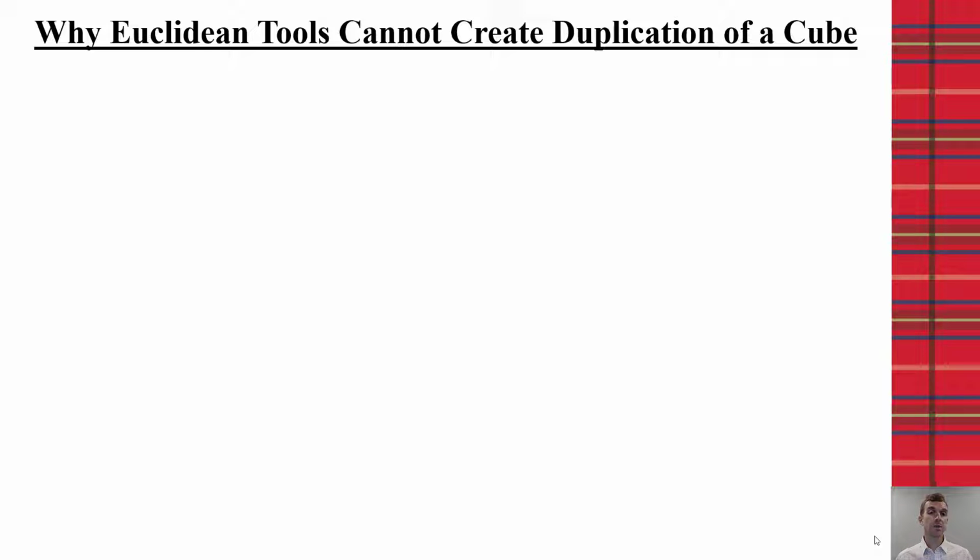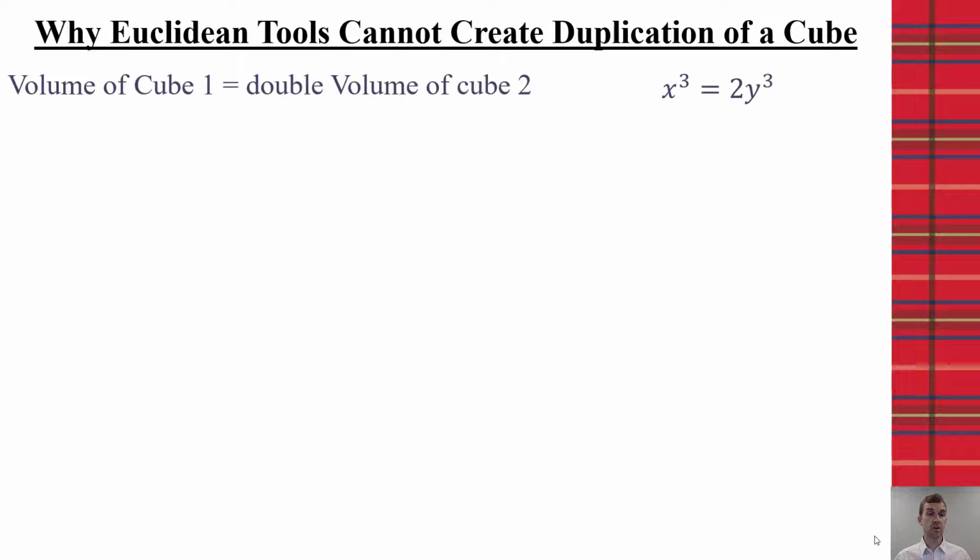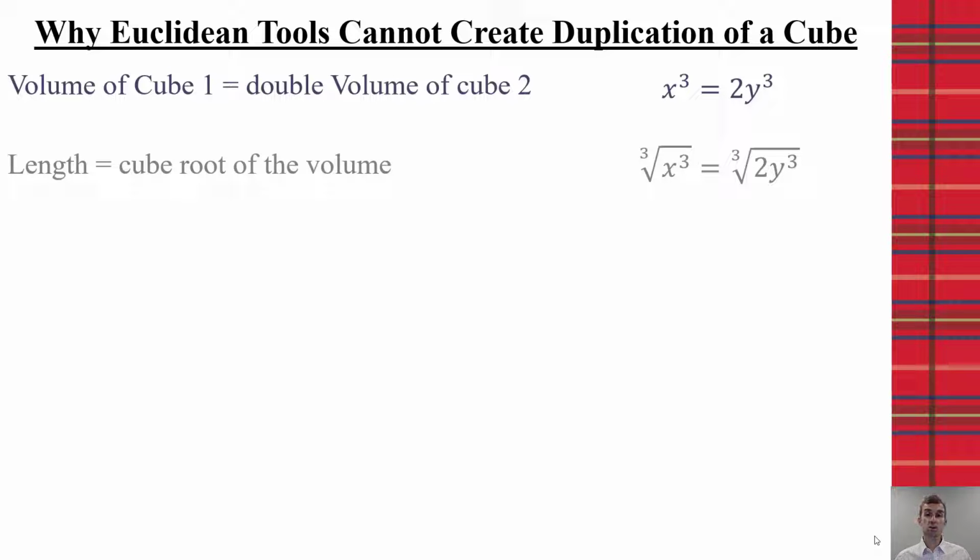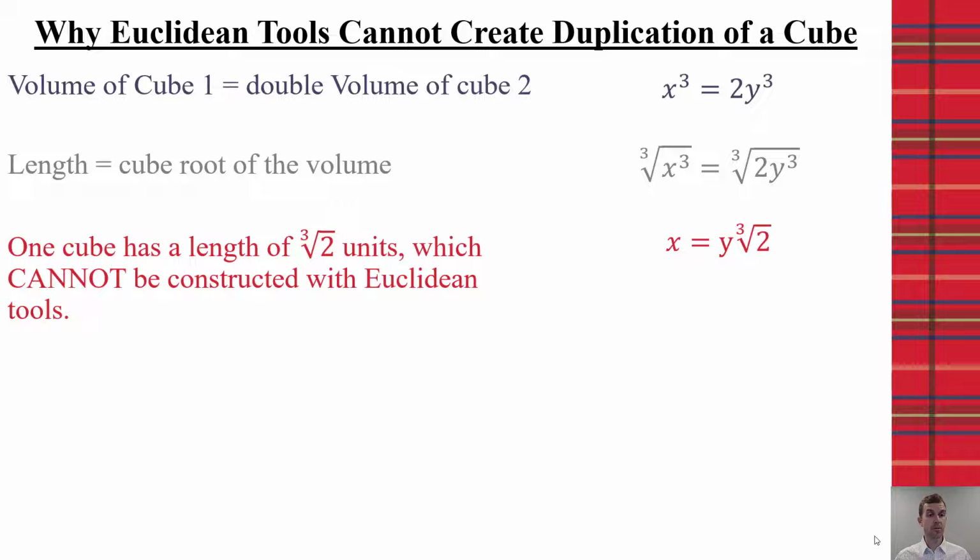Now let's see why Euclidean tools cannot help with the duplication of a cube. First, we know that one volume is double the other. So we could write x cubed equals 2 times y cubed. And we use x cubed and y cubed because it's a cube. Therefore, all three sides are the same length. Now, if we take the cube root of each volume, that should give us the length of each side in its ratio. And the problem is that when you do that, you get x equals y times the cube root of 2. And it's that cube root of 2 that's the problem. Because of that cube root of 2, one cannot construct it using Euclidean tools. So the duplication of the cube was never going to be feasible.